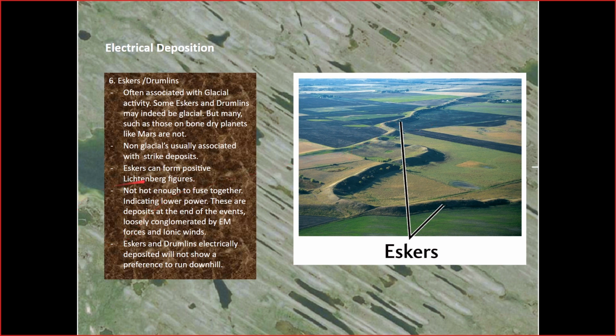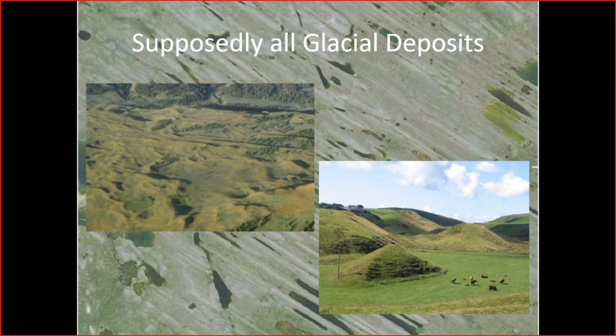Now, of course, we see these form positive Lichtenberg figures. They just clearly do. And let's go a little bit further into that, especially since we see these on other planets, which, if they are made by glaciers, they have no reason being there. These are supposed to be, as I said, glacial deposits. You can see here, these are drumlins.